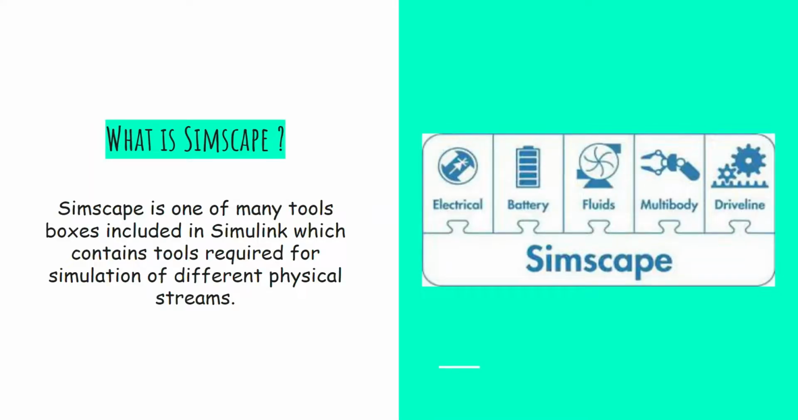So first of all, what is Simscape? It is one of many toolboxes included in Simulink, which contains tools that are required for simulation of different physical systems. It enables you to rapidly create models of physical systems within the Simulink environment only. With Simscape, you can build physical component models based on physical connections that directly integrate with block diagrams and other modeling elements. You can model systems such as electric motors, bridge rectifiers, hydraulic actuators, and refrigeration systems by simply assembling the fundamental components into a schematic.